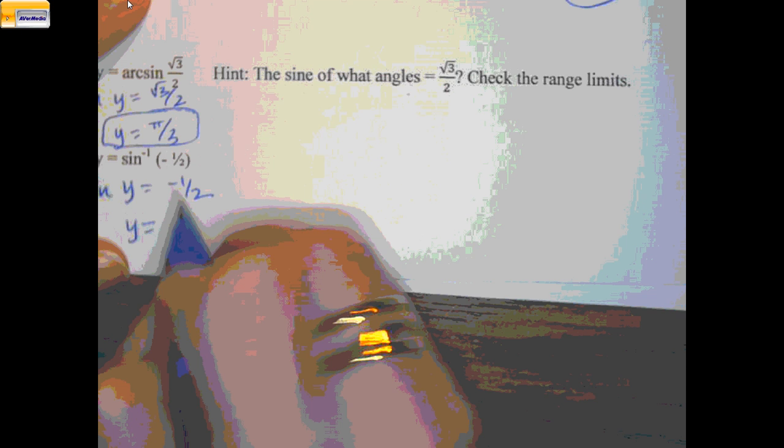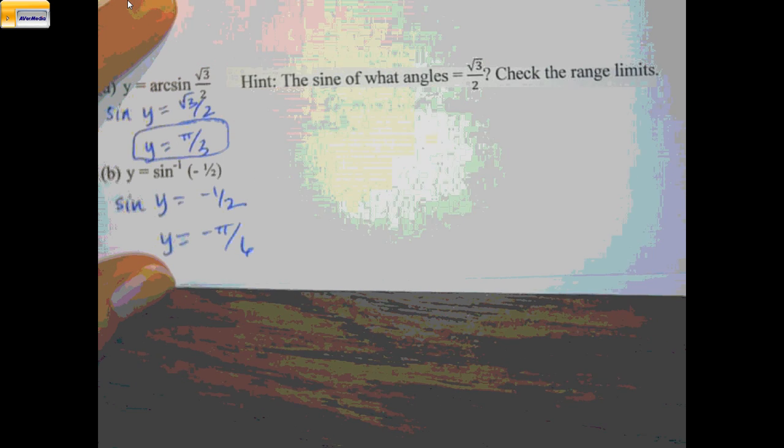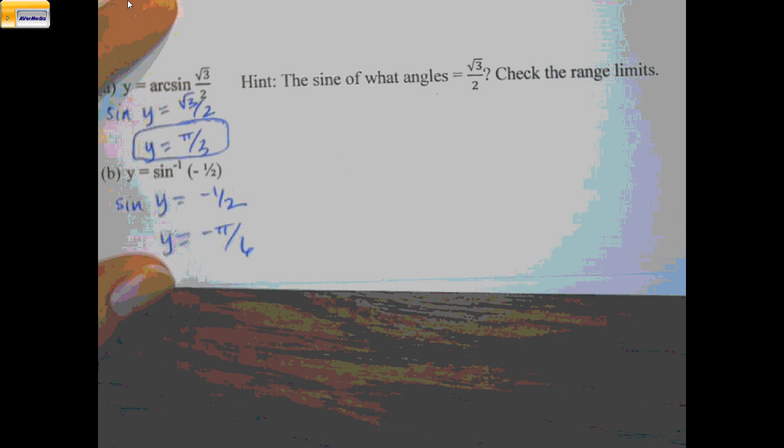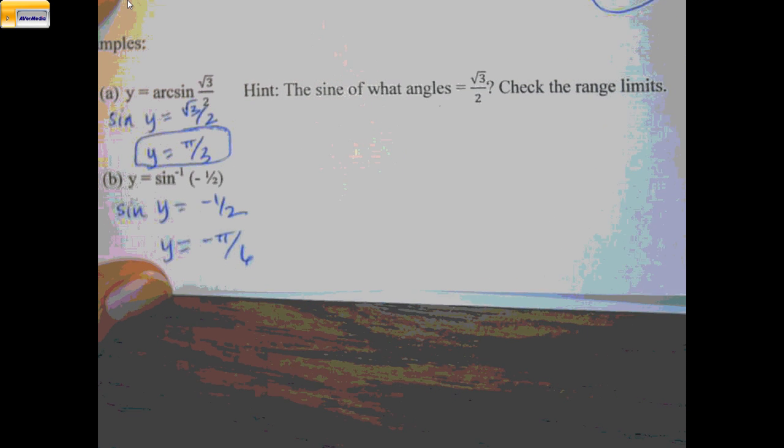So negative pi over 6. And that's going to keep it really pretty on that graph when you start graphing tomorrow and you have to graph in the right domain and range. Questions so far? Let's keep going.